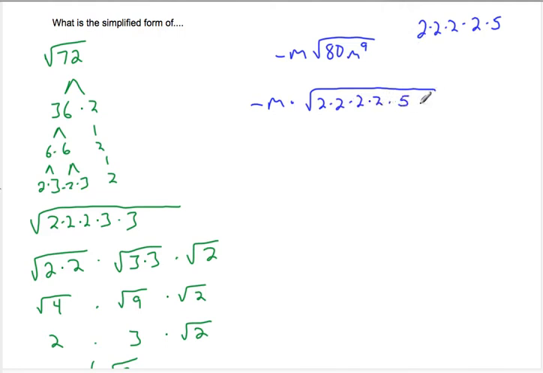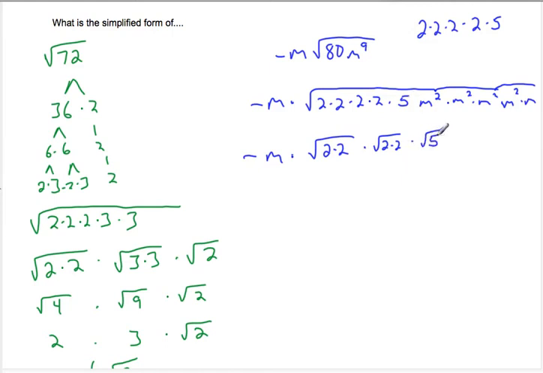And then we have 9 m's. I don't want to write out all the 9 m's, but it's important to know that if we can put them in square pairs, that's 2, 4, 6, 8, 9, we can simplify. So we have negative m times the square root of 2 times 2 times the square root of 2 times 2, and then this, we'll leave the, well, we can put the 5 in here now.